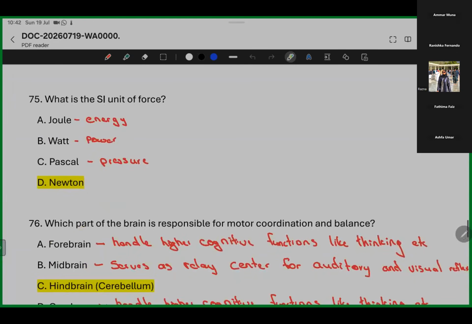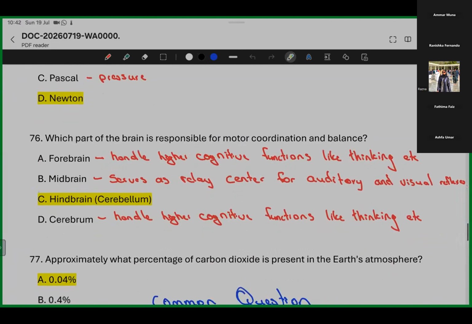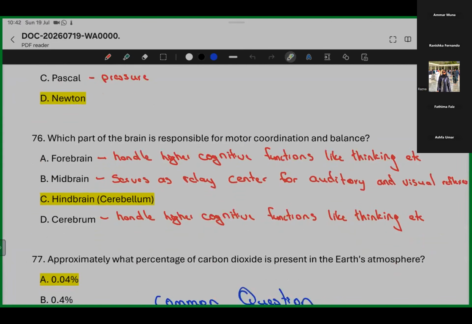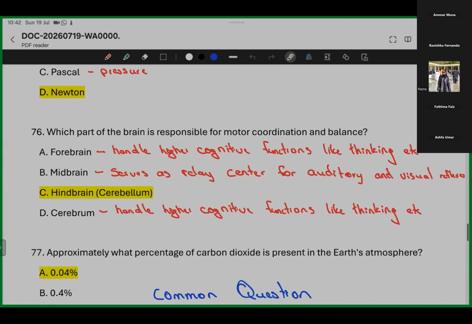Question 75 is another repeated question. The unit of force is Newton, as joule is the unit of energy, watt is the unit of power, and Pascal is the unit of pressure. Question 76 is, which part of the brain is responsible for motor coordination and balance? The answer is C, and the reasons why it's not A, B, and D are mentioned on screen.